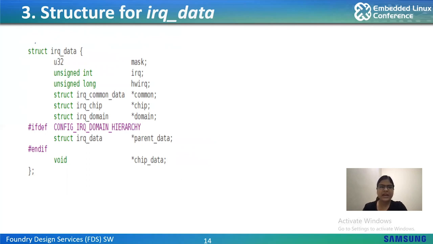irq_data. irq_data is per chip data, interrupt per chip data. This structure is being passed down to irq_chip, coming next. Let us have a view of what the members do. Here the mask is a pre-computed bit mask for accessing the chip registers. irq is the interrupt number. hwirq is the hardware interrupt number that is local to the interrupt domain. common points to the data shared by all irq_chips. chip is the low-level interrupt hardware access, and we will be seeing more of this in the coming slides. domain is the interrupt domain translation. This is responsible for mapping between the hardware IRQ and the Linux IRQ number. This we have already covered in the previous slides.